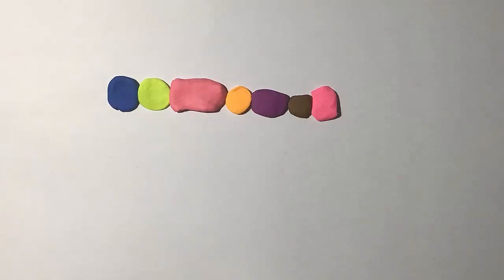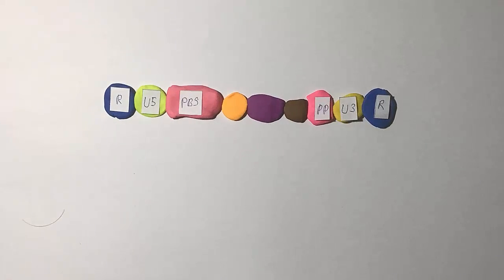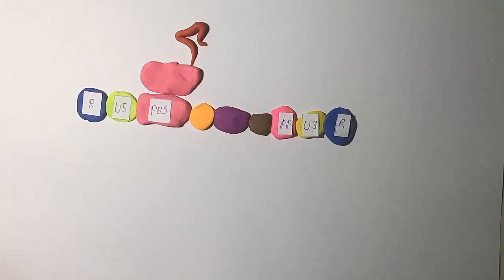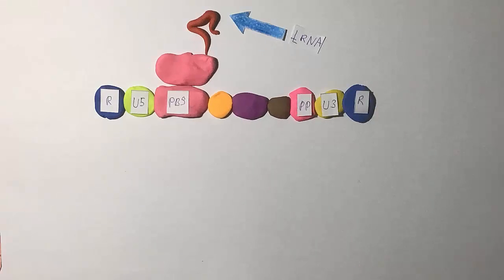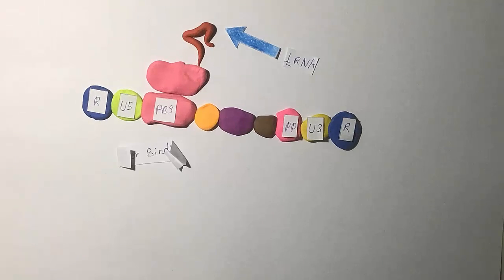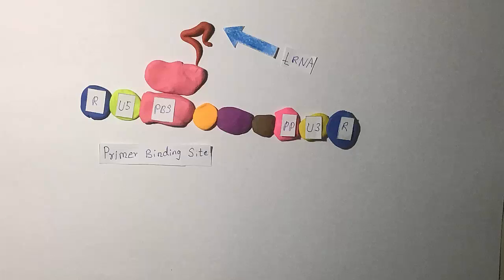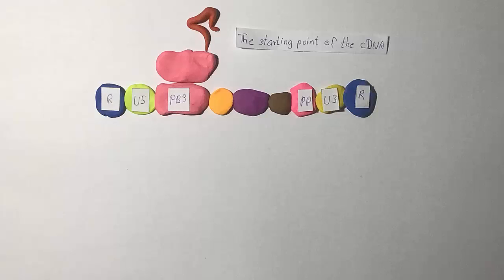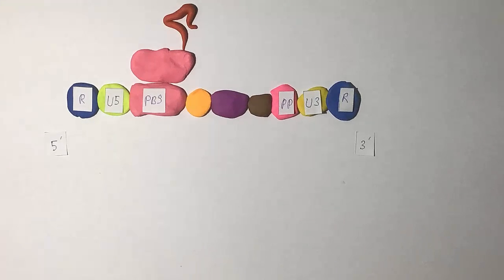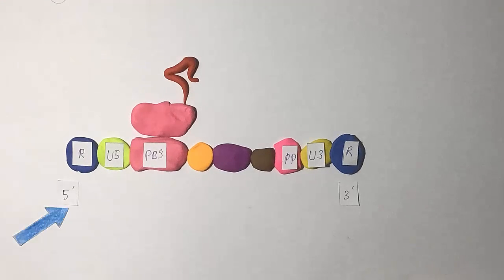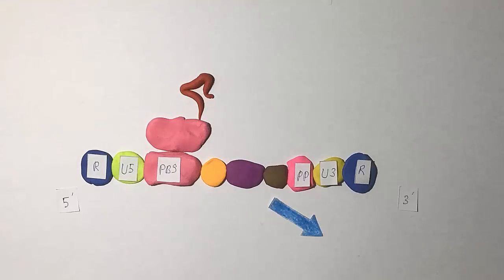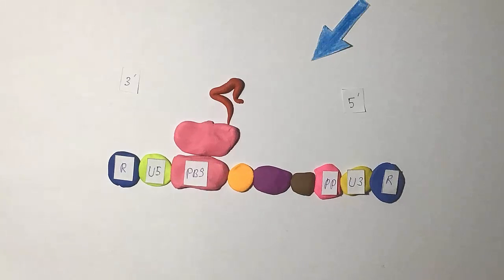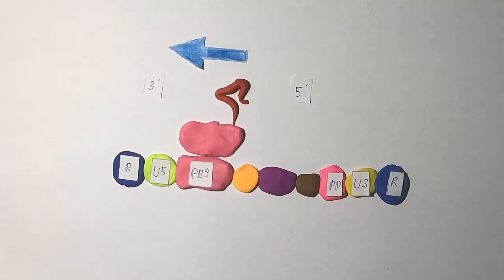This reverse transcription takes place in the host cytoplasm, and this is the viral genome RNA. A tRNA will act as a primer and it will bind complementarily to the primer binding site, or PBS for short, in the viral genome, and this is the starting point of the cDNA. The 5' to 3' direction for the viral genome is from this to this, and the 5' to 3' direction for the cDNA is from this to this.